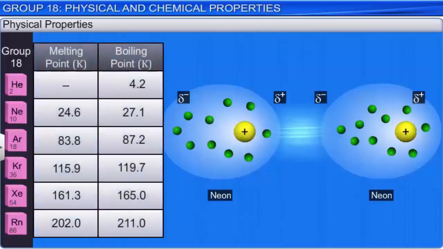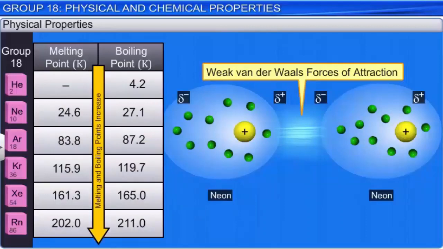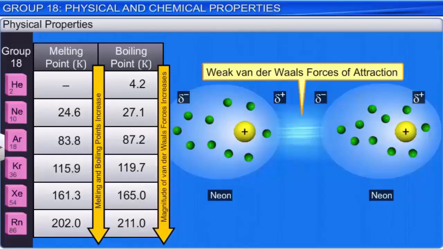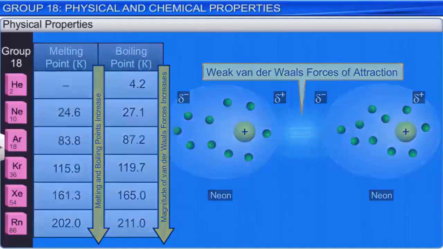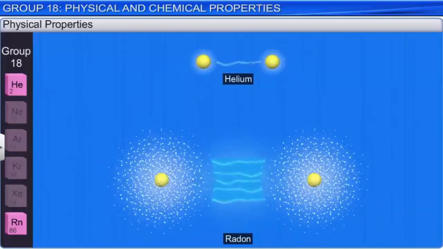You can see from the table that the melting and boiling points of these elements are very low. This is, in fact, due to the weak van der Waals forces of attraction or weak dispersion forces. However, the melting and boiling points increase on descending the group with an increase in the magnitude of the van der Waals forces of attraction. In other words, more energy is required to overcome the forces between the atoms with an increase in the atomic size or with an increase in the diffusion of the electron cloud.